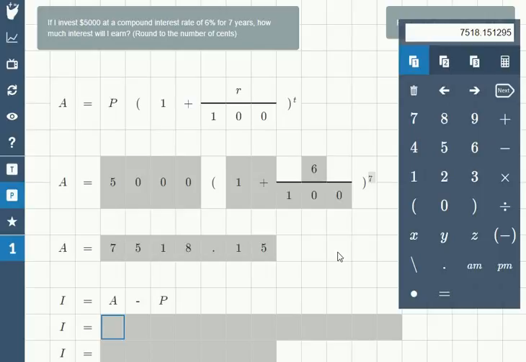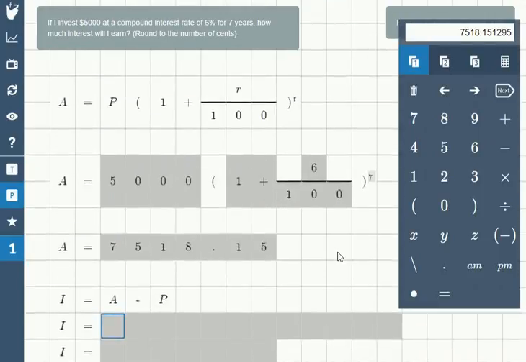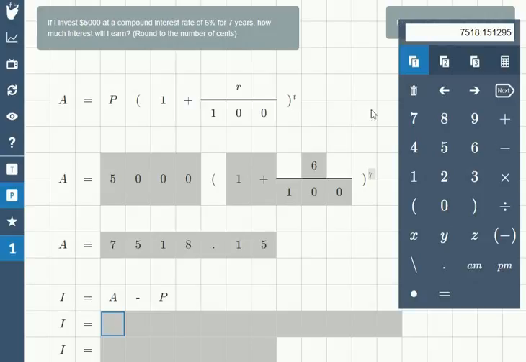Okay, so you might be wondering at this point, hey, haven't we finished? What are the rest of these answer boxes for? The interesting thing about the compound interest formula is that it doesn't calculate how much interest you earn, but how much money you end up with at the end of the investment. So we haven't earned $7,518 worth of interest. We've started out with $5,000 and ended up with this amount.